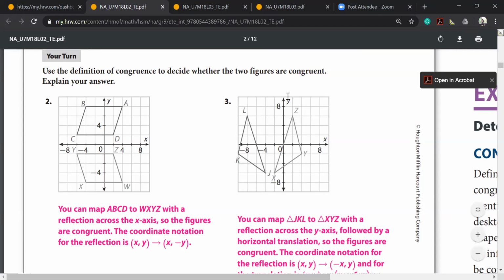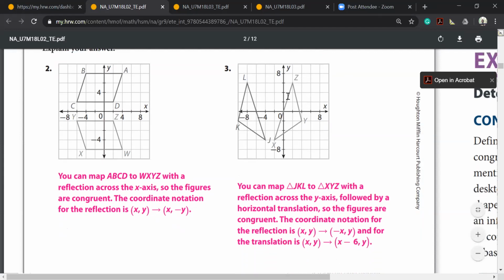So since I moved left, it's going to be x minus 6. So x and y is going to be x minus 6, because it's left, 6 points, 3 squares with 2 points each, and y as it is because I didn't move up or down.